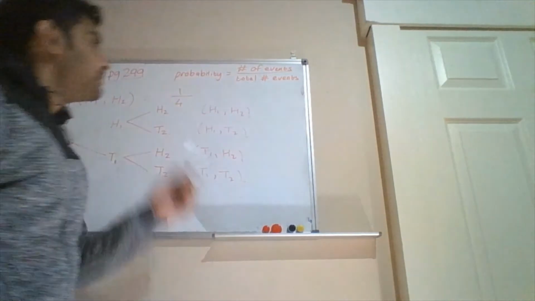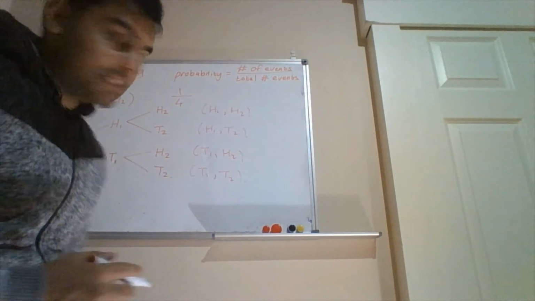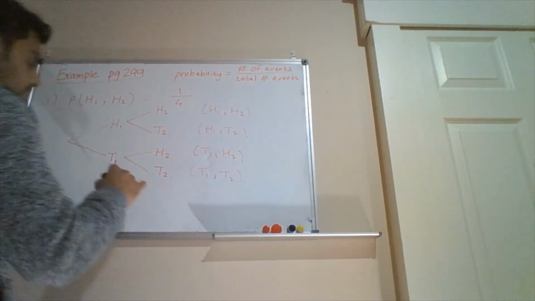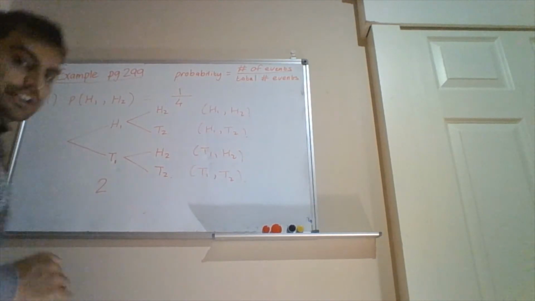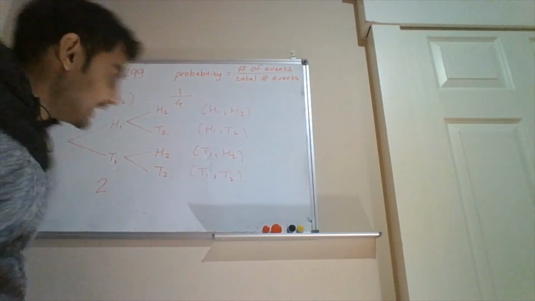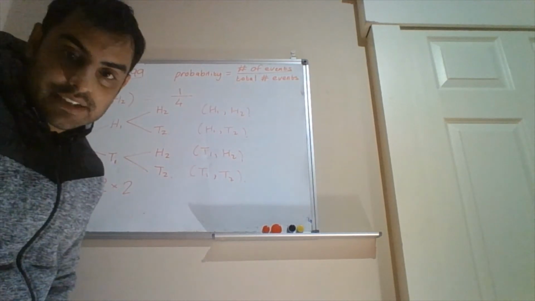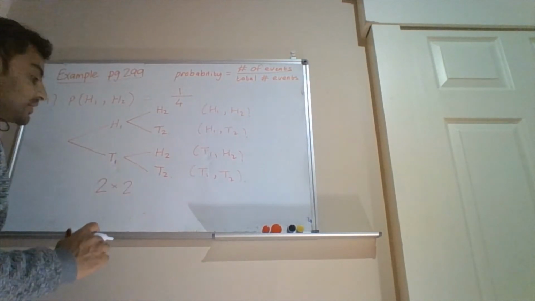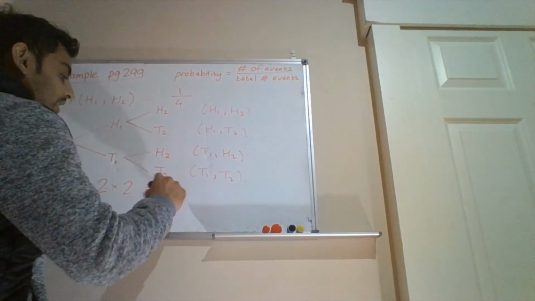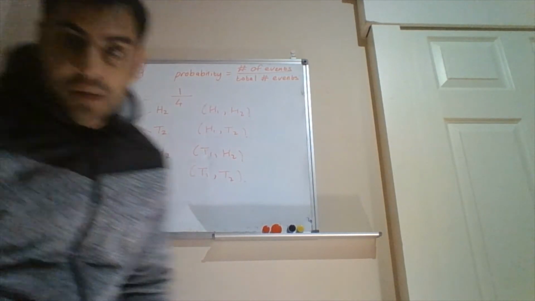Another way of getting the total number of possible events is the multiplication rule. So we have 2 possibilities for the first coin, heads or tails, and we times it by 2 possibilities for the second coin. The second coin can also have heads or tails, and we get 4 possible outcomes.